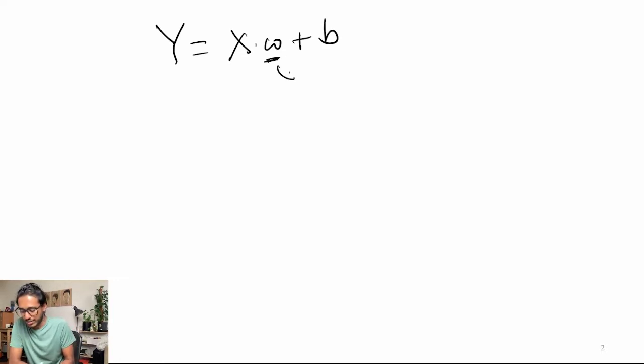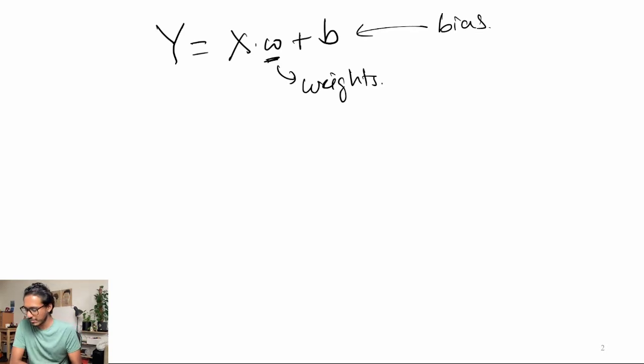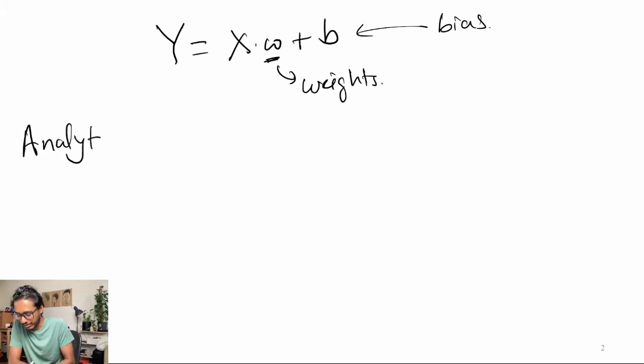Let's start with what our linear model was. We described our linear model as y equals x w plus b, where w describes the weights and b describes the bias. For this linear model, the analytical solution is where we find the values for w and b.